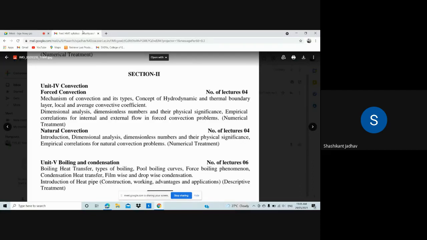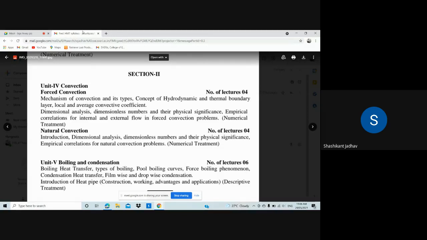All of you give the new heading: unit number 4, convection. Write down the syllabus for unit number 4.